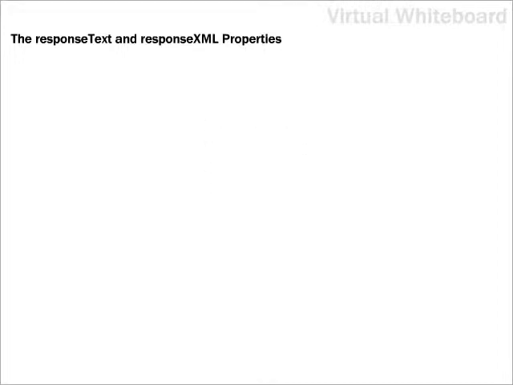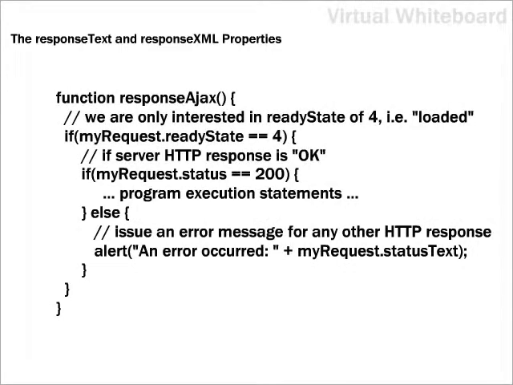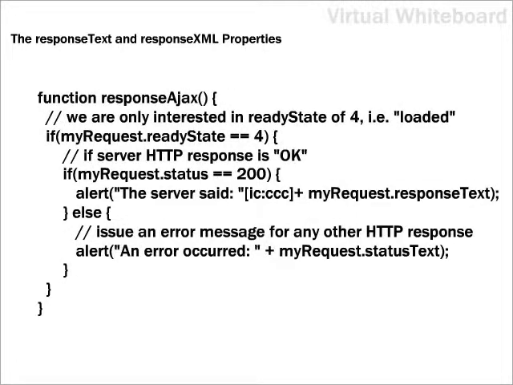Let's look again at the callback function prototype. Let's add a program statement to the branch of the if statement that is executed on success, like in this list. In this simple example, our script opens an alert dialog to display the text returned by the server. This line takes the text returned by the server-side routine and appends it to the string "the server said" before presenting it in a JavaScript alert dialog.